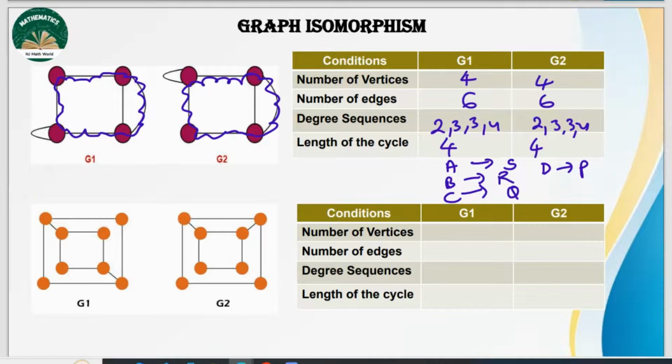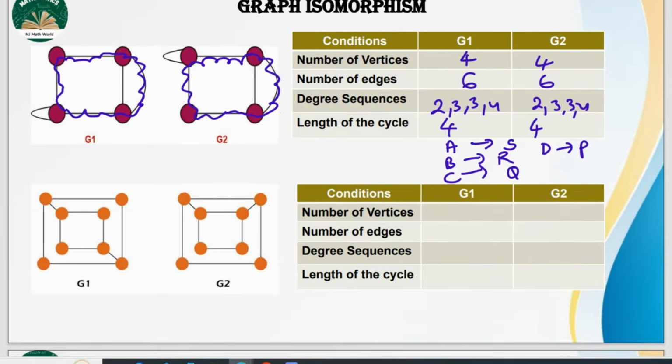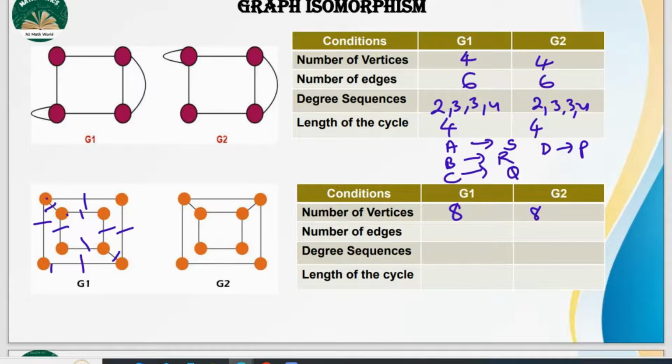Then moving on to the next one, you have the mapping. I have explained it to you. For the next one, how many vertices do you have? 1, 2, 3, 4, 5, 6, 7, 8. We have 8. Here also 1, 2, 3, 4, 5, 6, 7, 8. We have 8. Then edges are 1, 2, 3, 4, 5, 6, 7, 8, 9, 10. 10 edges are there here. 1, 2, 3, 4, 5, 6, 7, 8, 9, 10. You have 10 edges. Then the degree sequence.